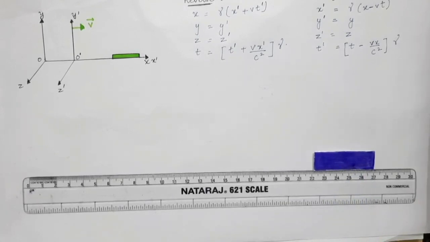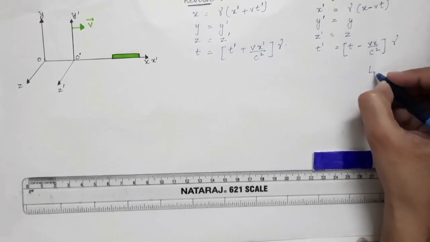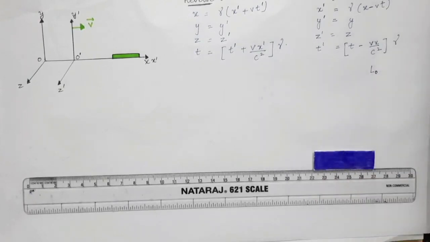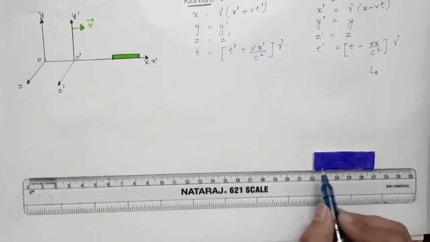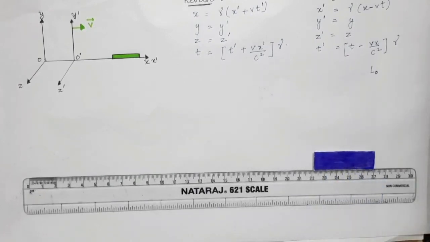The length of an object at rest is called the proper length. So when the object is at rest with respect to you and you measure its length, the length that you measure is called the proper length of the object, and that is denoted by L0. This is the length of the object when it is at rest with respect to you, or you can say in the frame of reference of the object. In the frame of reference of this object, its length is equal to 5 centimeters.